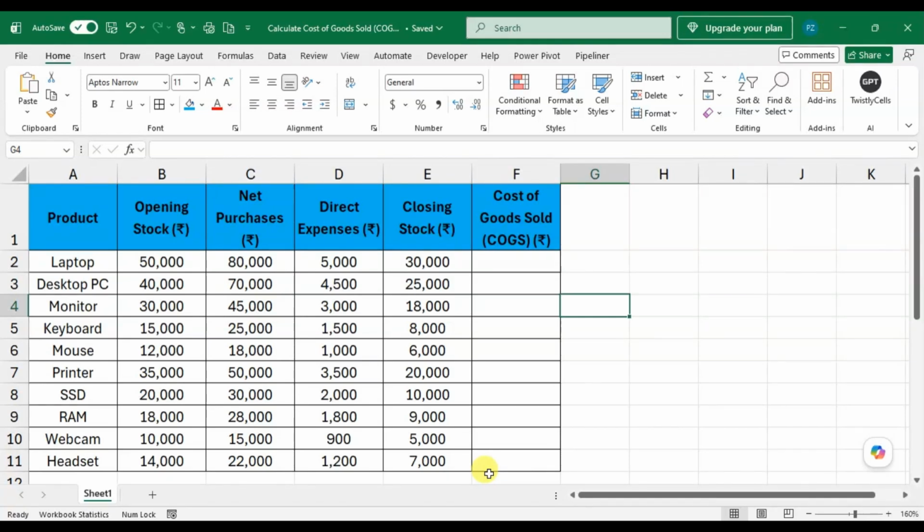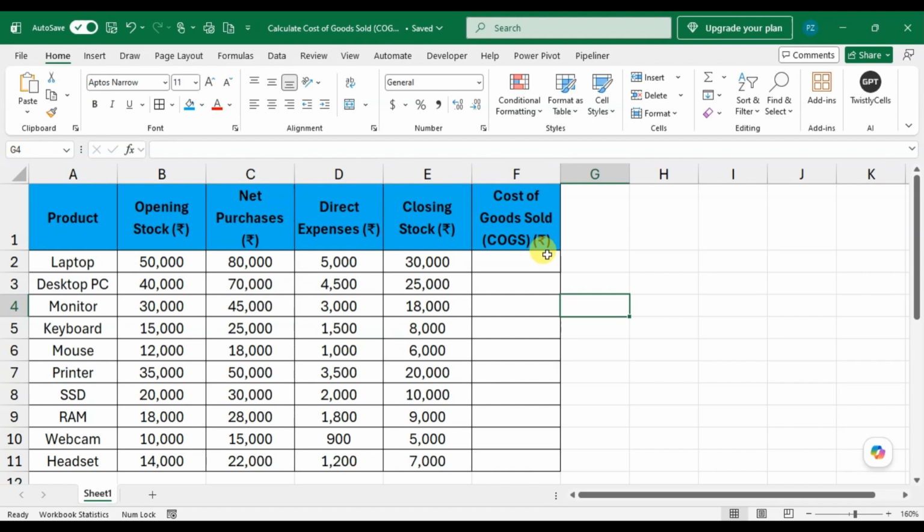Hello everyone, let's see how to calculate cost of goods sold in Excel. So here you can see data: product list, opening stock, net purchase, direct expense, closing stock, and here I'm going to calculate cost of goods sold.